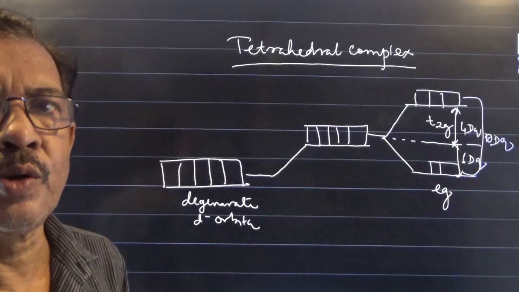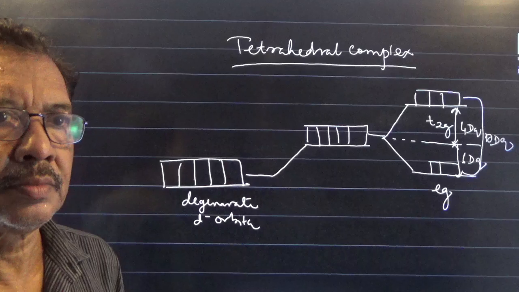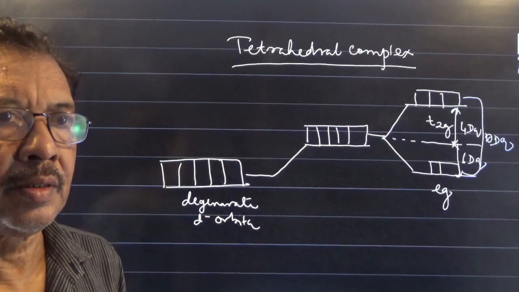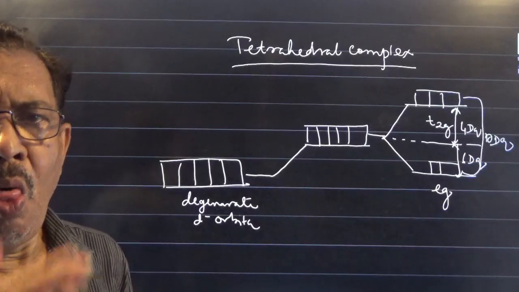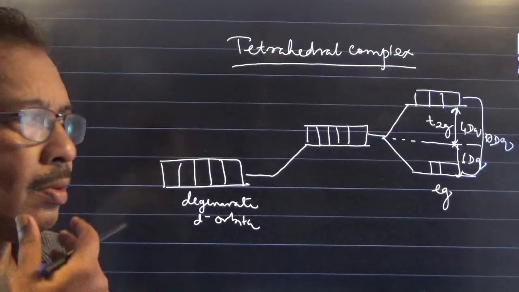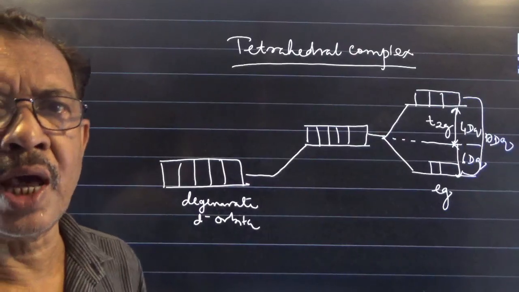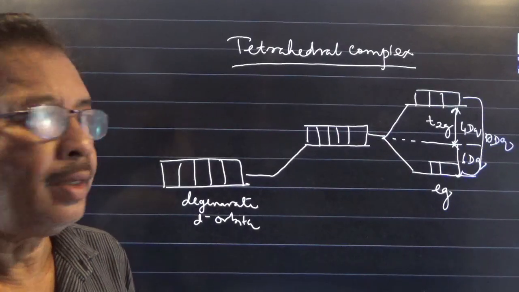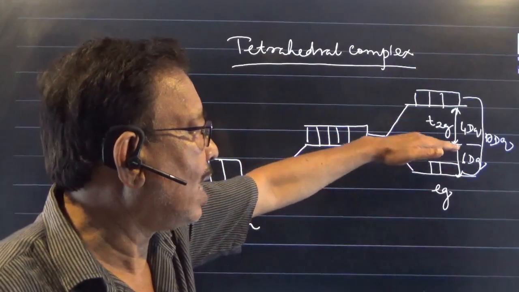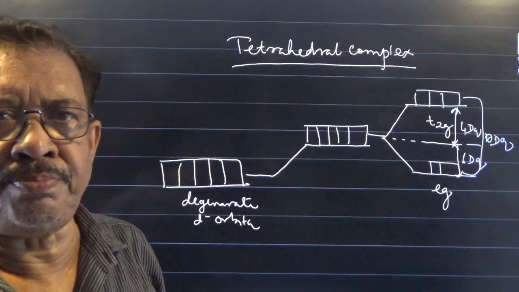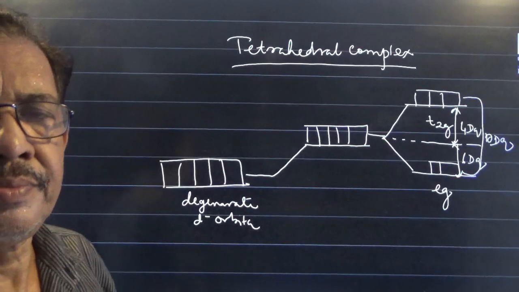Do you know why T2G will go up? Whenever the ligand approaches, it approaches at the non-axial point. That non-axial will go up, whereas the axial will go down. Any doubt, please?